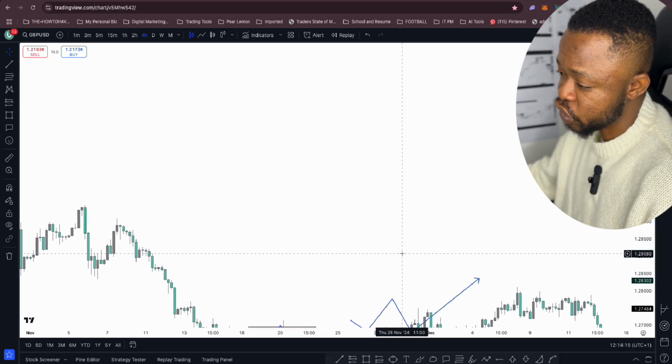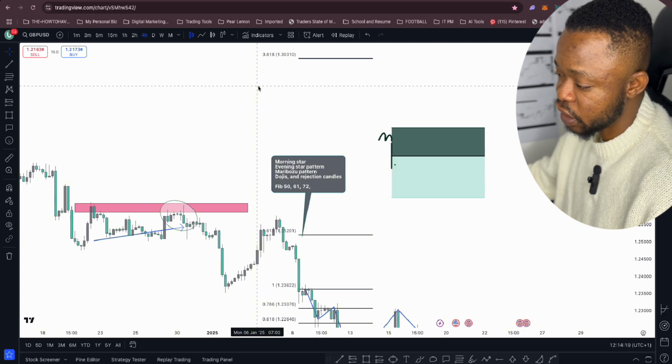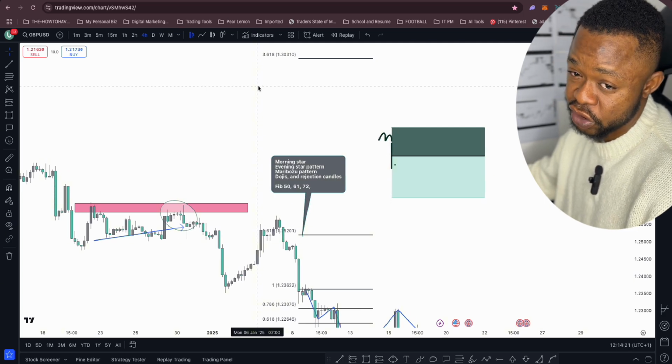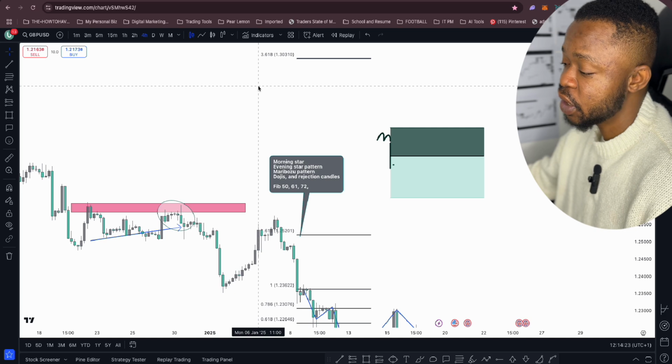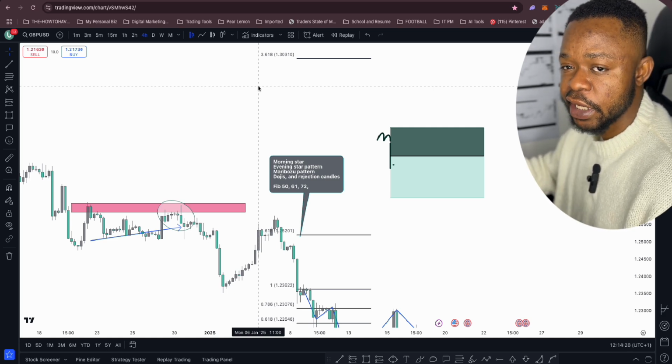Remember, you have your dojis, you have your Mariposas, you have your morning star, your evening star, and your fib if you're interested. So for me, the fib is last. But those main 4 are very important in my key area, in my key zones.